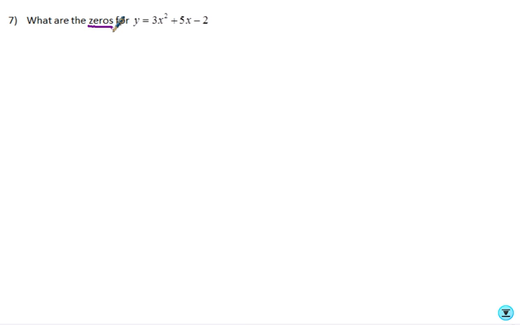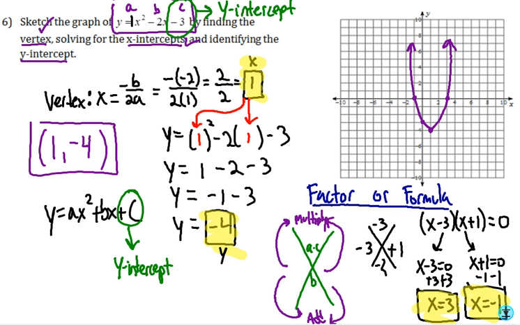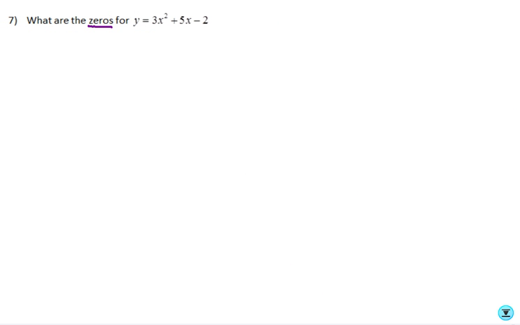Well, there's a couple different ways that we say this. You look back on number 6, what they asked for was the x-intercepts, so that when we solved it, all we were finding is where does the parabola cross the x-axis. So that's what they're asking here. They're just using a different word. So these words all mean the same thing. If I ask for the x-intercepts, or if I ask for the zeros, that means exactly the same thing.